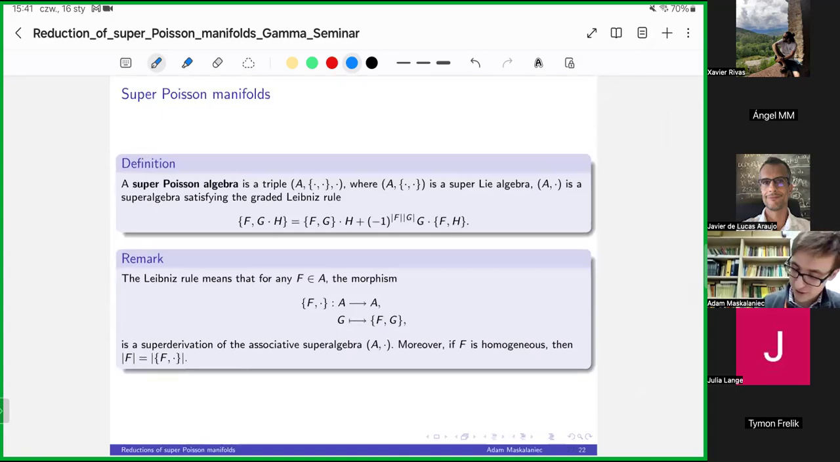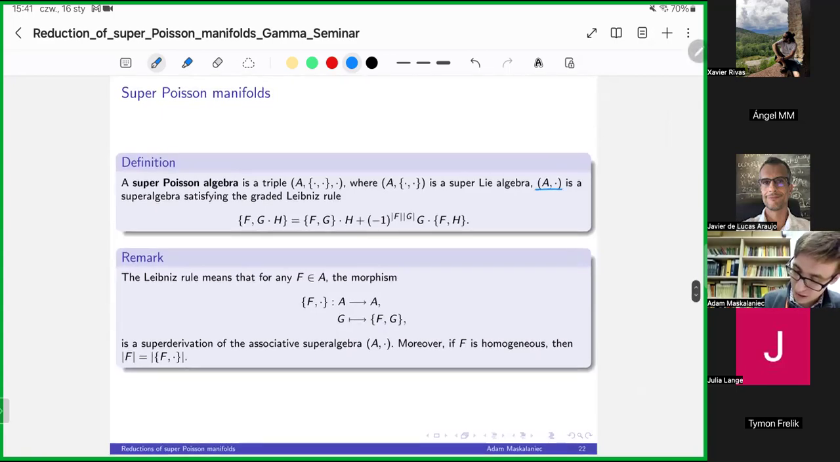So a super Poisson algebra is a super algebra that together with this Lie bracket is a super Lie algebra and satisfies this graded Leibniz rule. So this graded Leibniz rule exactly means that taking a bracket with a super function is a derivation.